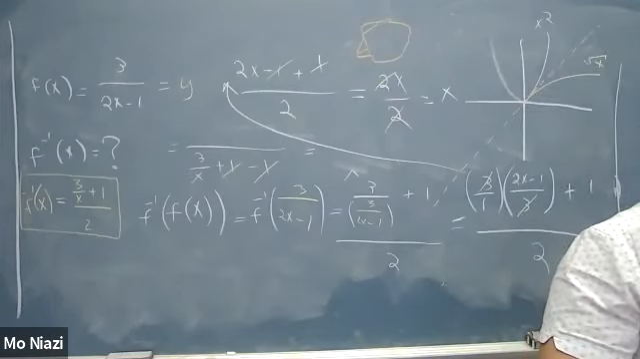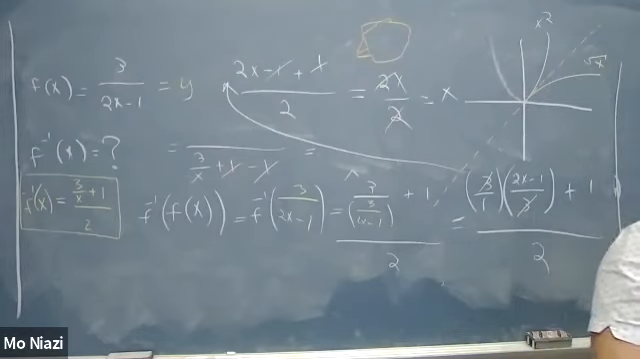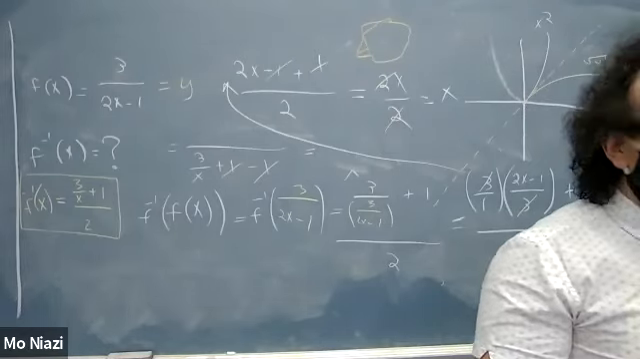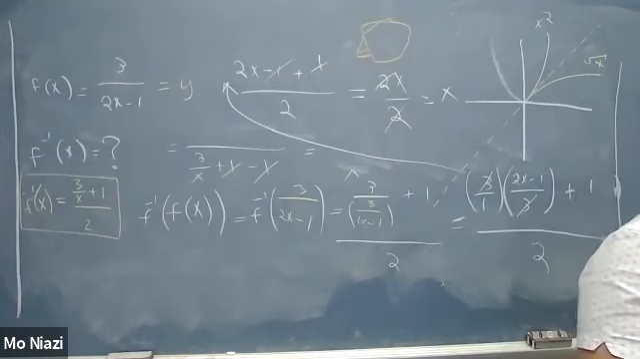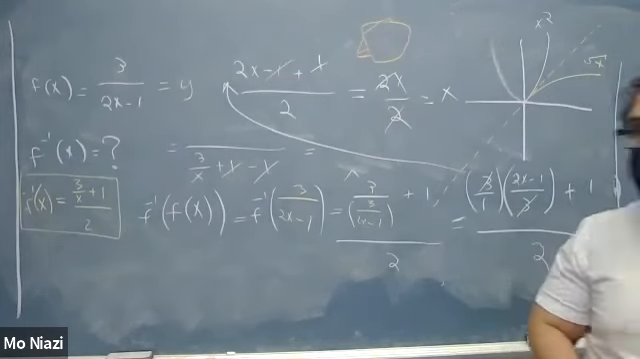Okay. So let's say we have a function that's not one-to-one. Can we convert it to a one-to-one function?